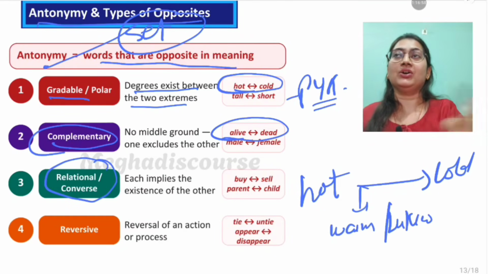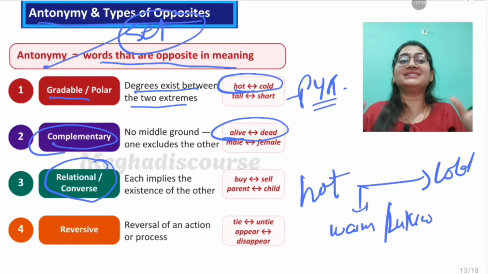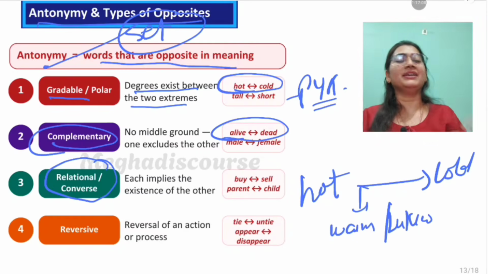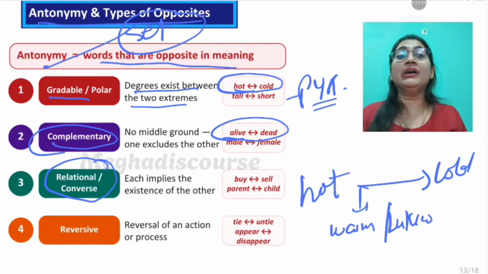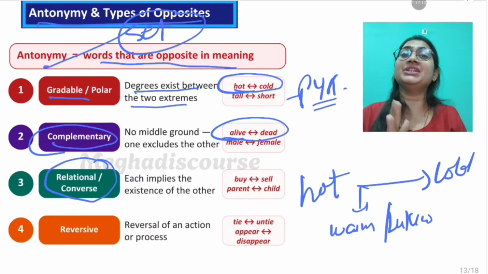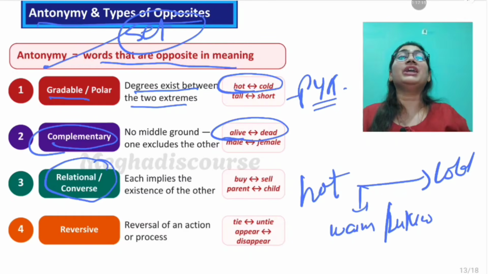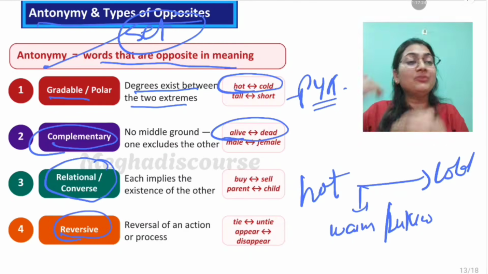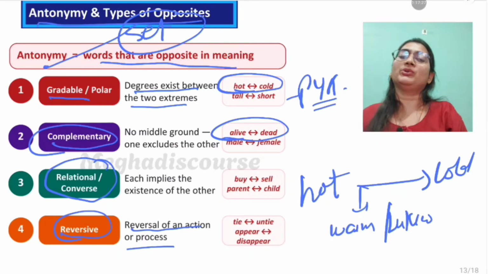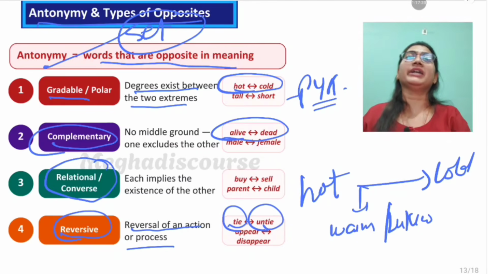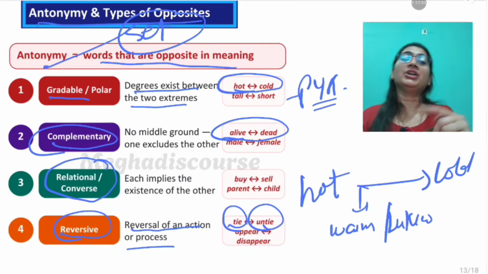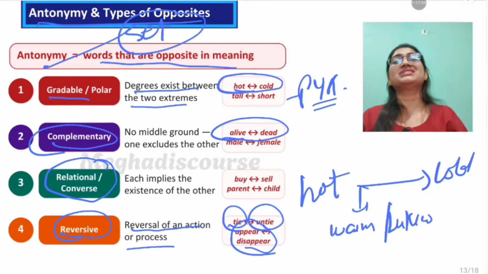Then we have relational or converse antonyms. Each implies the existence of the other. Buy, sell, parent, child. This is called relational converse. They are antonyms, but they are relational antonyms. So you cannot say they are synonyms, you cannot say they are antonyms, but they are a type of antonyms. Then we have reversive, that is reverse: reversal of an action or process. It means tie, untie, put, unput, turn on, turn off, appear, disappear. So these kinds of words are called reversive antonyms.